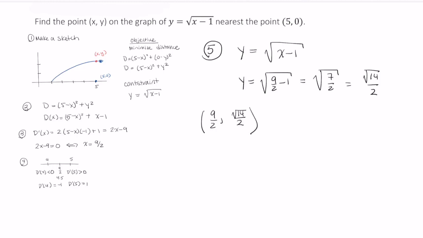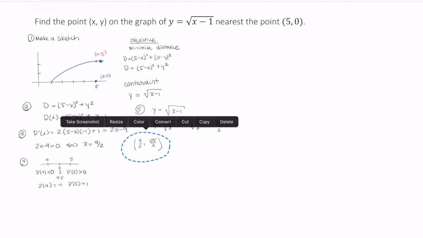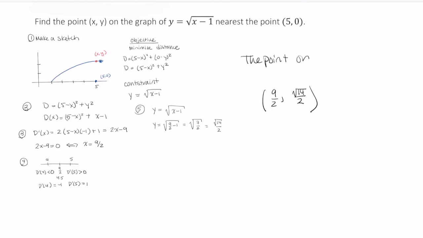And then finally, we're left with step 6, which is to answer any follow-up questions, but there are not any follow-up questions, so we can just go ahead and emphasize in writing that the point on y equals root x minus 1 closest to (5, 0) is (9/2, root 14 over 2).